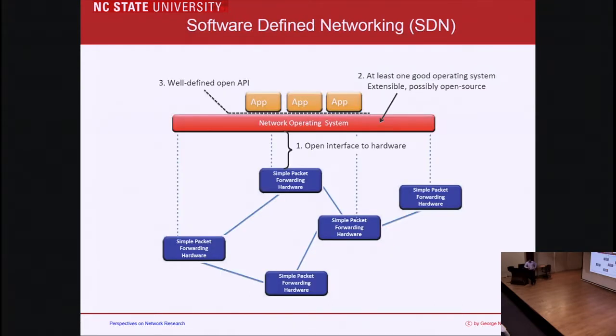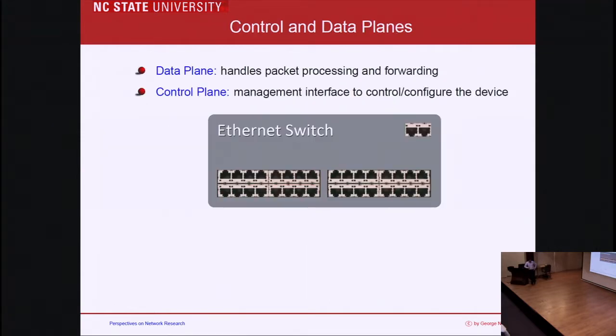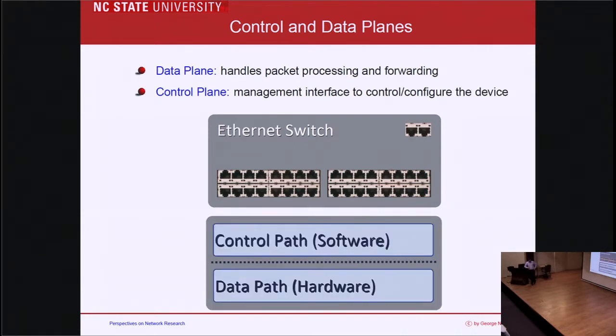So if you look at how the Ethernet switch works today, basically there are two planes, right? There's a data plane and the control plane. The data plane just handles the packet processing. And then the control plane is the management interface that controls and configures the device. Now both of these are integrated inside the switch. So if you buy an Ethernet switch from a manufacturer, it will have both the data path and the control path, and these are vendor specific.